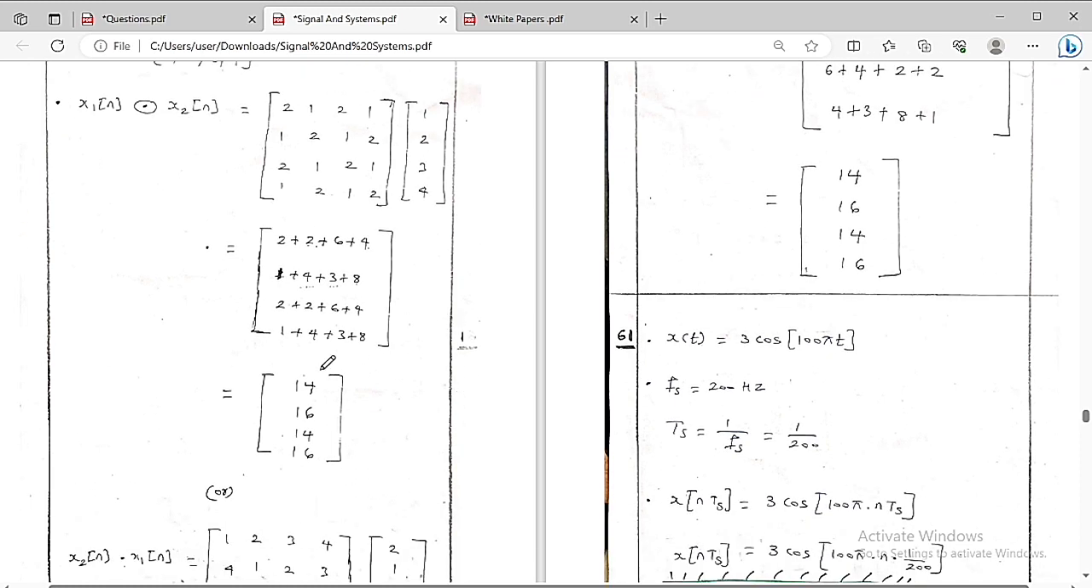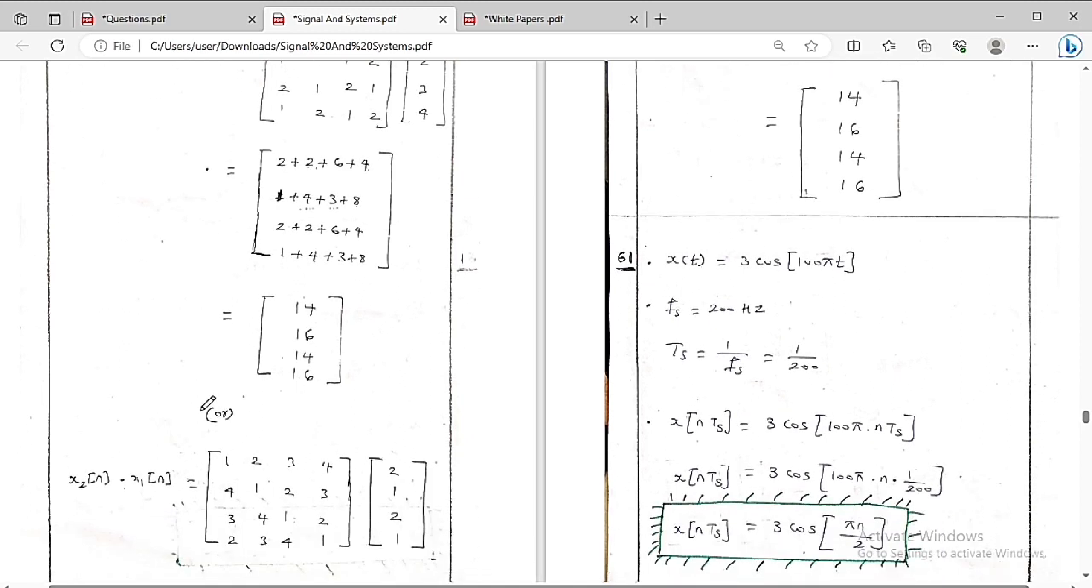So let me do the reverse process also. This was x1 of n circular convolution x2 of n. In the reverse fashion, I will do x2 of n circular convolution x1 of n. Here I have to write the circle, which I had not written, so let me write it. So this is the circular convolution.